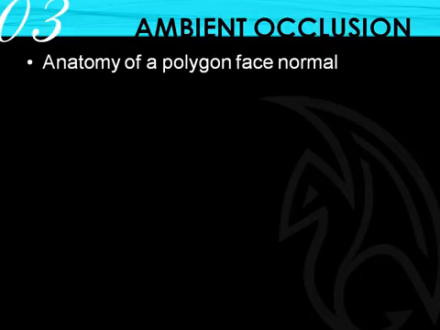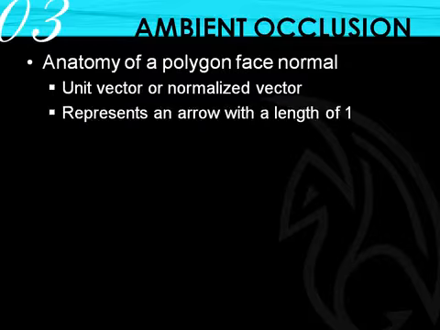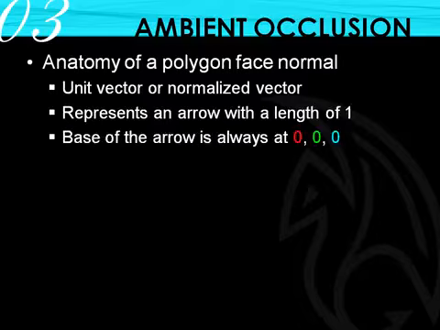First of all, the anatomy of a polygon face normal. It is also sometimes known as a unit vector or a normalized vector. A unit essentially means it has a length of 1, and normalized also means that it's been transformed to have a length of 1. As I said, it represents an arrow with a length of 1. And the base of the arrow is always considered to be 0, 0, 0.